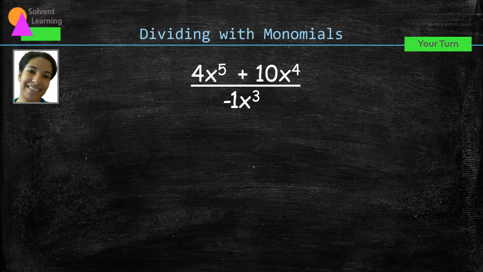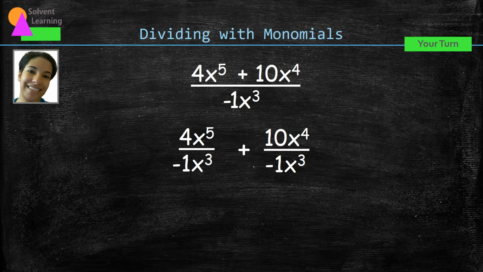Okay, now our next step is to take this fraction and split it into 2 separate fractions. Each term in the binomial will become the numerator of its own fraction, and then we add the negative 1x cubed as the denominator of both fractions. Okay, now we can simplify them. We'll end up with negative 4x squared plus negative 10x.